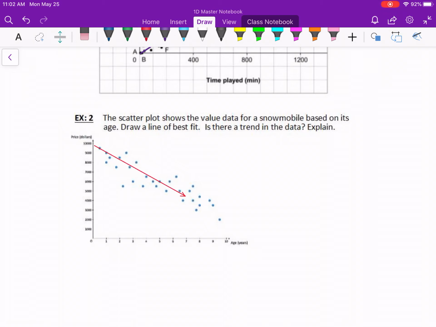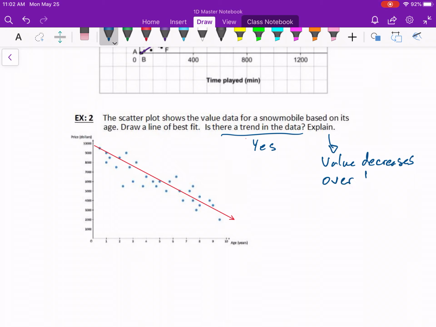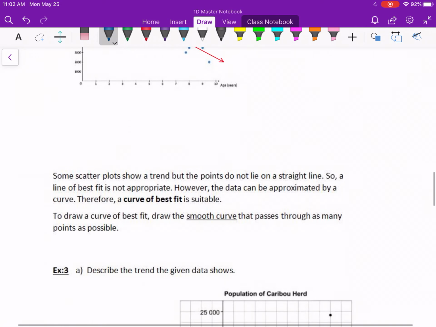So jump ahead and answer that part of the question before I even draw the line of best fit. We can tell before we draw the line. I don't have to have the line drawn there in order to answer the second part. But definitely there's a trend. It's going downwards. Value decreases over time. Any vehicle, snowmobile, motorcycle, car, truck, airplane, their value goes down over time. And that's what this trend is showing.